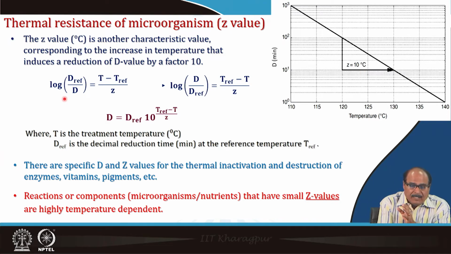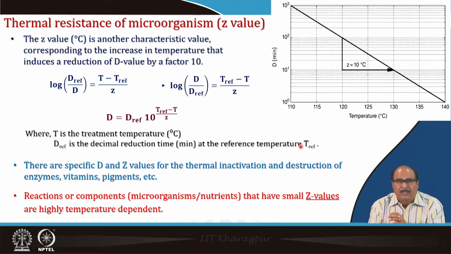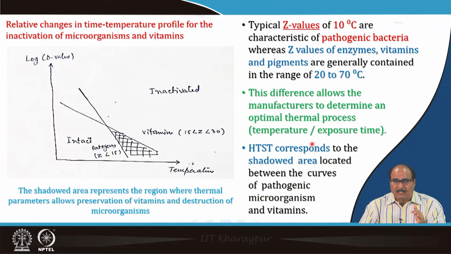The model is D equals D ref times 10 to the power (T ref minus T) by z, where T is the treatment temperature, and D ref is the decimal reduction time in minutes at a reference temperature T ref. There are specific D and z values for thermal inactivation and destruction or retention of enzymes, vitamins, pigments, etc. Reactions or components like microorganisms and nutrients that have a small z value are highly temperature sensitive. And this z value is used further in the case of HTST and other process parameters.